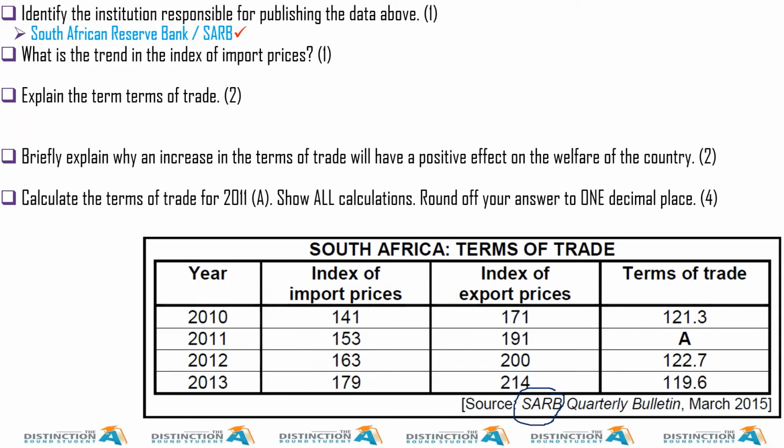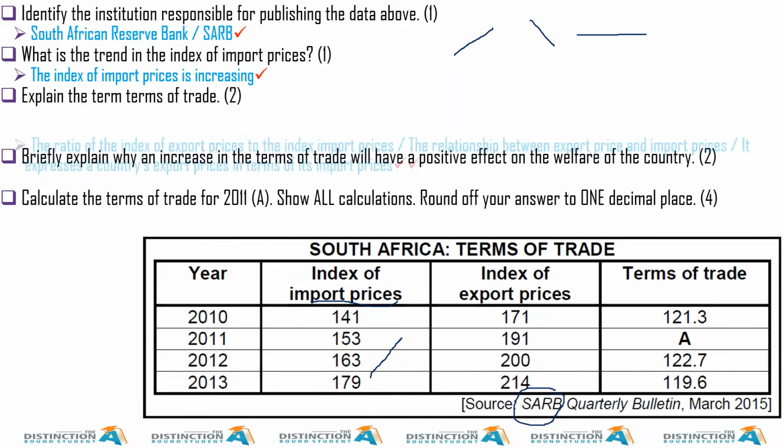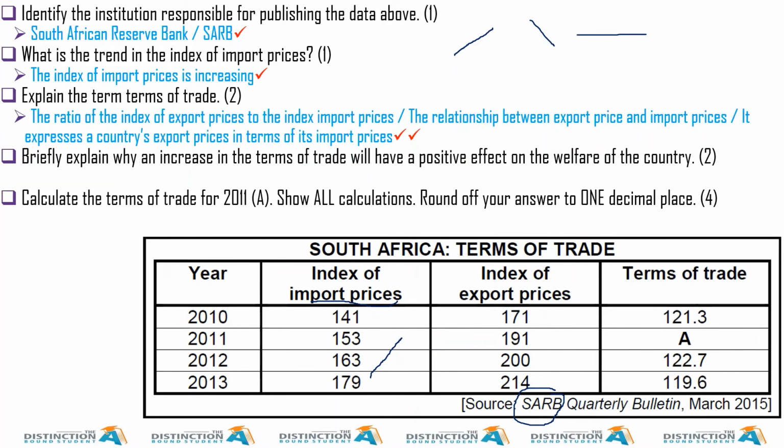What is the trend? Take note, trend. Whenever you see that, it's either or. So try to see what is the trend of import prices. So you look for import prices, then you see 141, 53, 60. It is increasing. You can see that. Right, so the index of import prices is increasing. Explain the terms of trade. It is the ratio of import prices to export prices. As simple as that.